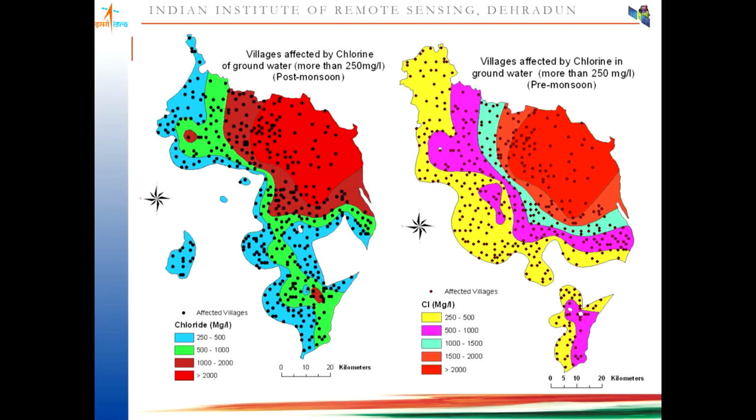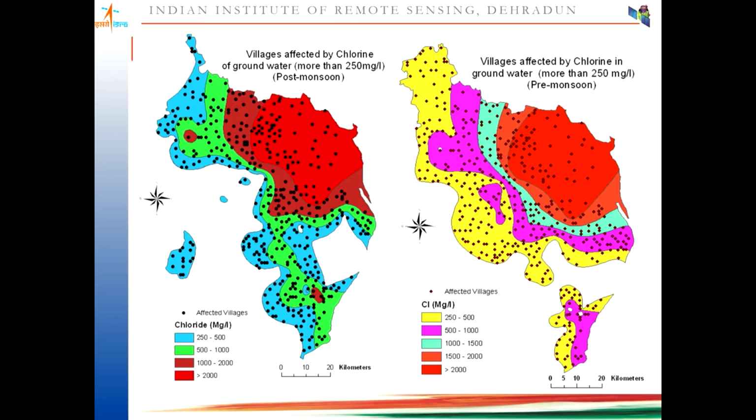And also from the socio-economic point of view, you can see all the villages have been plotted, all the villages affected by chlorinity of the groundwater of more than 250 mg per liter. The post-monsoon scenario is shown, and the right-hand side is the pre-monsoon scenario. The different colors represent chlorinity content in mg per liter: 250 to 500, 500 to 1000, 1000 to 1500, and greater than 2000. Less than 250 mg per liter we have not considered, because it is a safe region.